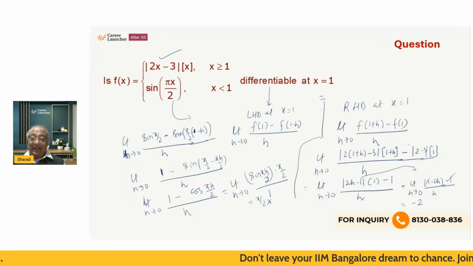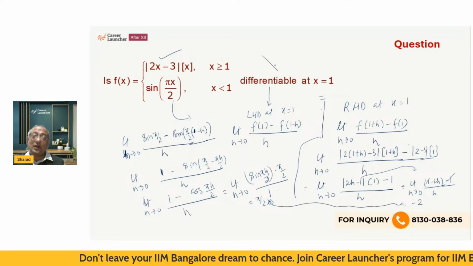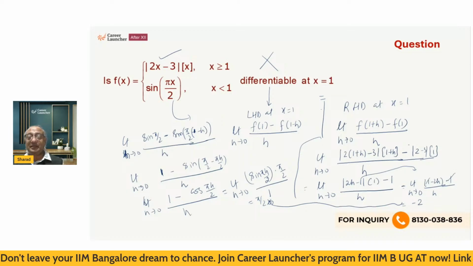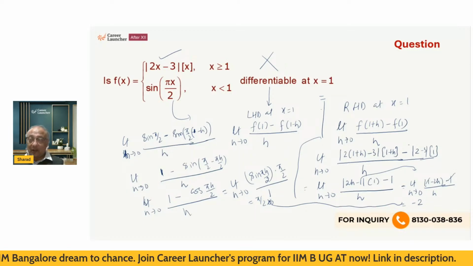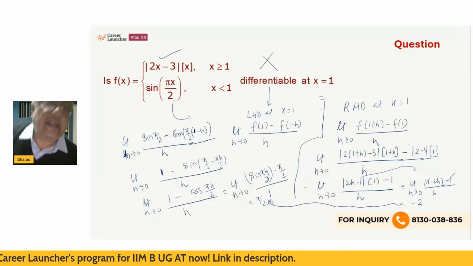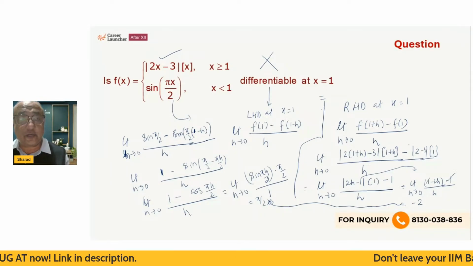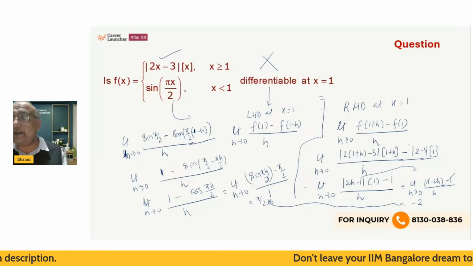This and this are not equal. So the function is not differentiable. Understood, kids? The function is not differentiable. Though it is continuous, it is not differentiable. At your leisure, you can check whether it is continuous or not. It is continuous, but it is not differentiable.